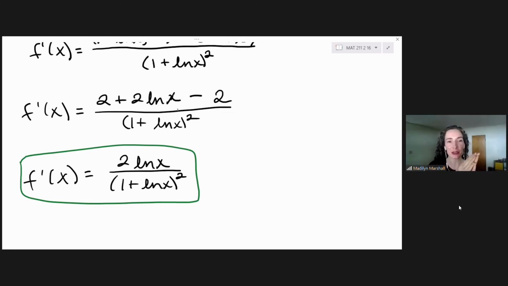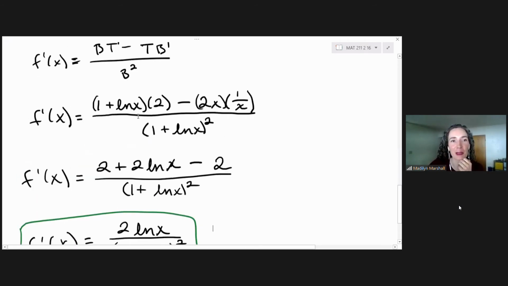So these are our product rule and quotient rule. Most of the work is just the simplifying algebra part. Really, the only calculus thing is doing that t prime and b prime at the beginning and then plugging them into our formula.